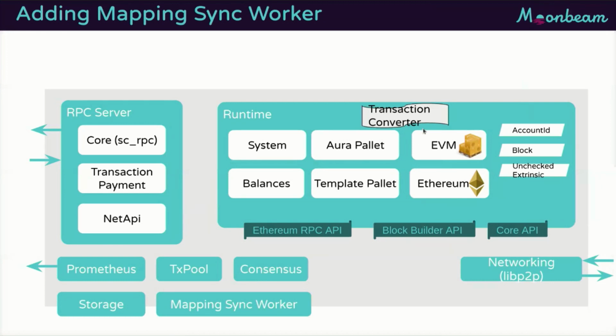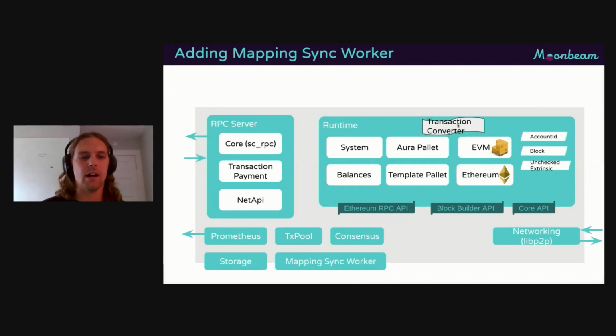Okay, so the next piece we're going to add is, what was it? Oh yeah, the mapping sync worker. That's this guy. Okay, so we saw already that in every substrate block, there's now an Ethereum style block. And so all the Ethereum style data is there. But if you think carefully about it, that mapping is the wrong direction from what we really need.